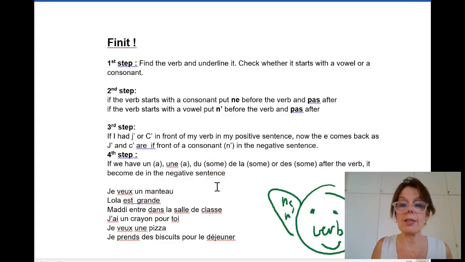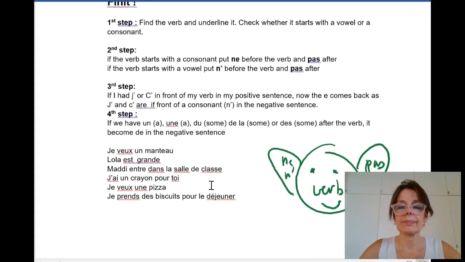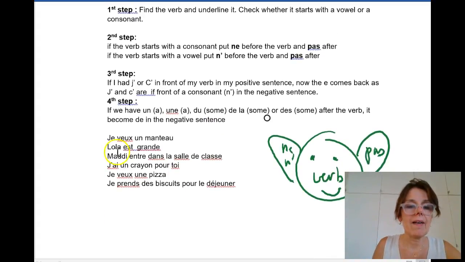So let's see if we can do that. I have here 5 sentences. We're going to do the first one together, and you're going to do the other sentences by yourself. You're going to make them negative. So let's do the first one.